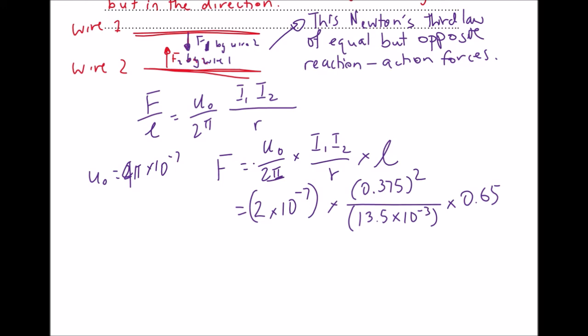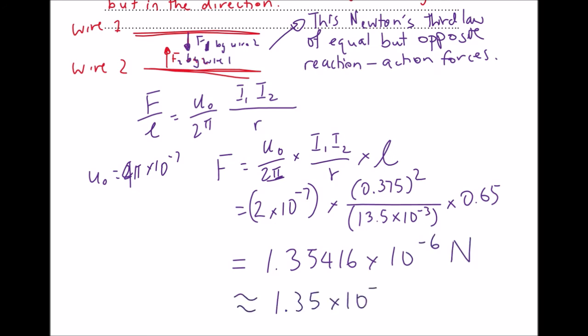And we get a value of 1.35416 times 10 to the minus 6 newtons. If we want to round that off to 3 sig figs, that'll be our answer there. So that's how you do the question.